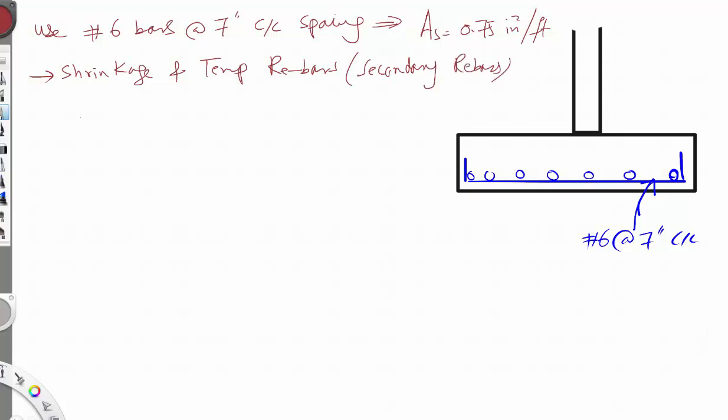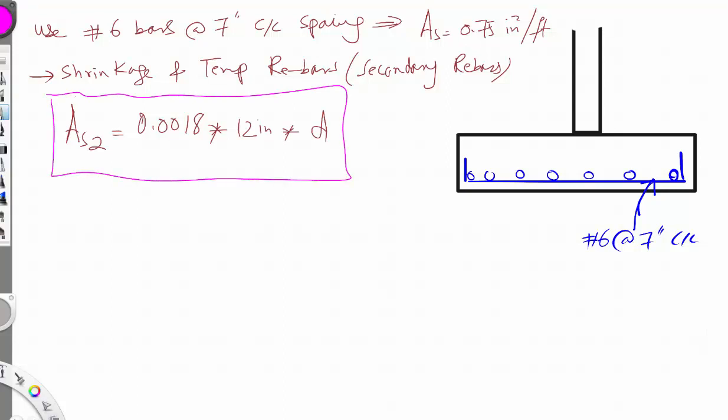Bars. And the equation for the secondary bars, I'll call it As2, is equal to 0.0018 multiplied by 12 inches multiplied by depth, always. So use this equation. Now if you put the numbers here, As2 is equal to 0.0018 multiplied by 12 inches. The depth is 19.5 inches. So from this we'll get a value of 0.421, that is inch square per foot.